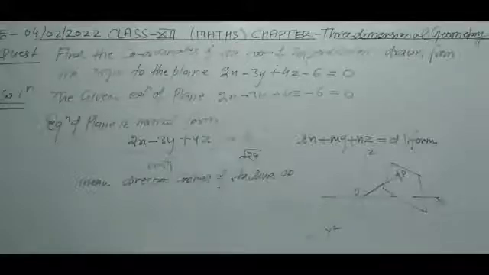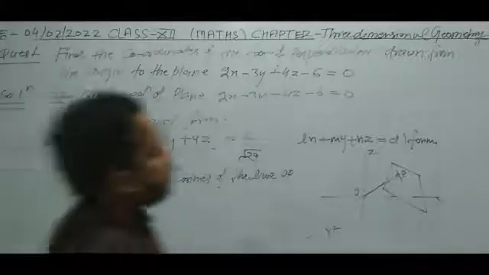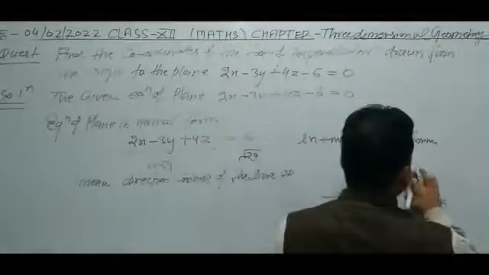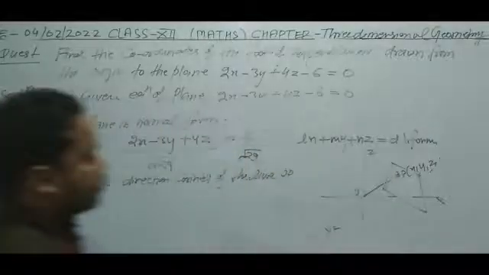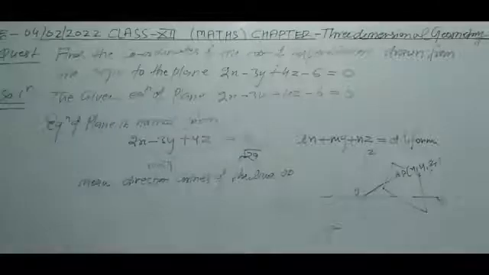So what will be the point? Suppose this is the point P, we have to find the P coordinates. So P coordinates we have considered, suppose x1, y1 and z1. So point P lies in this plane and this point will satisfy the equation of the plane. So how can we solve it?